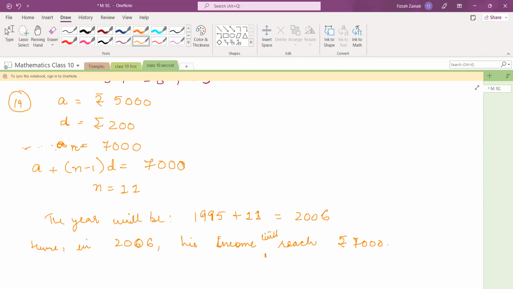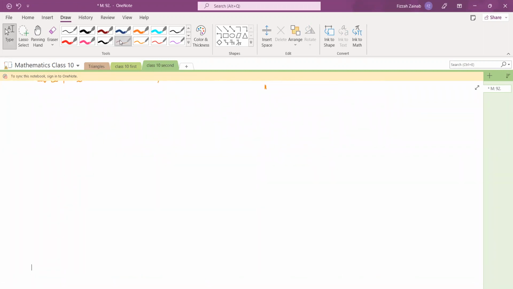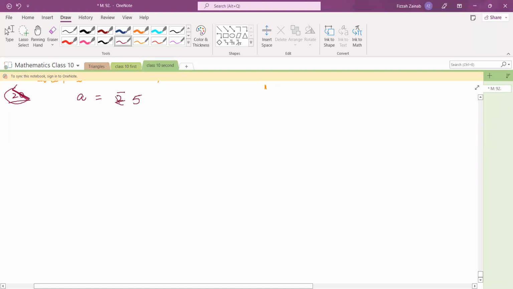Done, ma'am. Okay. Now next one, 20. Ramkali saved ₹5 in the first week of a year, and then increased her weekly saving by ₹1.75. So she started with this. So A will be how much? ₹5. That was the first amount. Then she increased her weekly saving by ₹1.75. That means she is adding 1.75 every week. So this is the common difference, right?